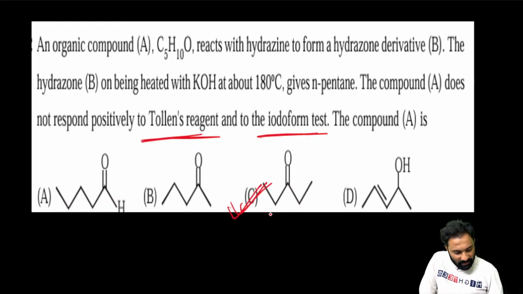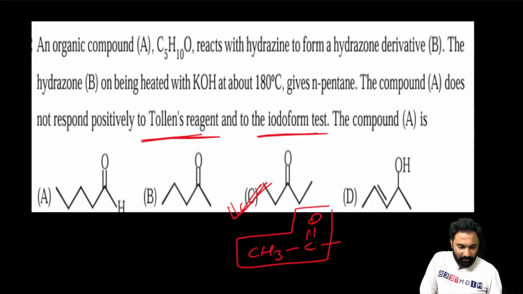Because this C will not give the Tollens test as well as which one? The iodoform test. For any compound to show the iodoform test, the main criterion is a CH3-C=O group, which should be there. Clear? Now the Tollens test should be given by aldehydes and aromatic aldehydes. Now clear?